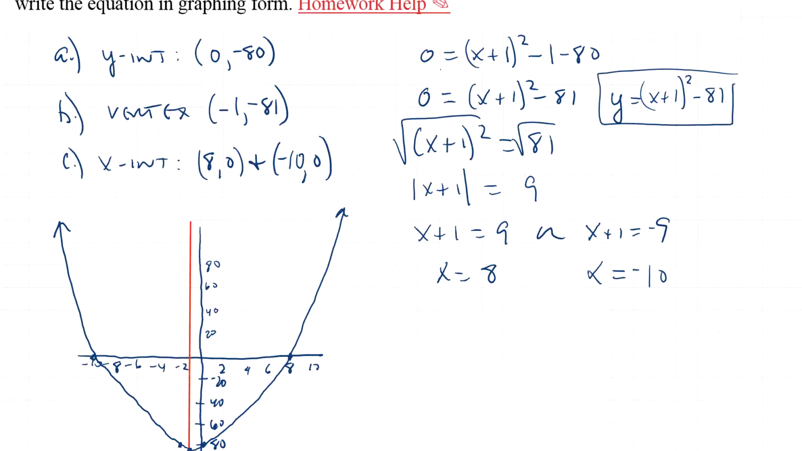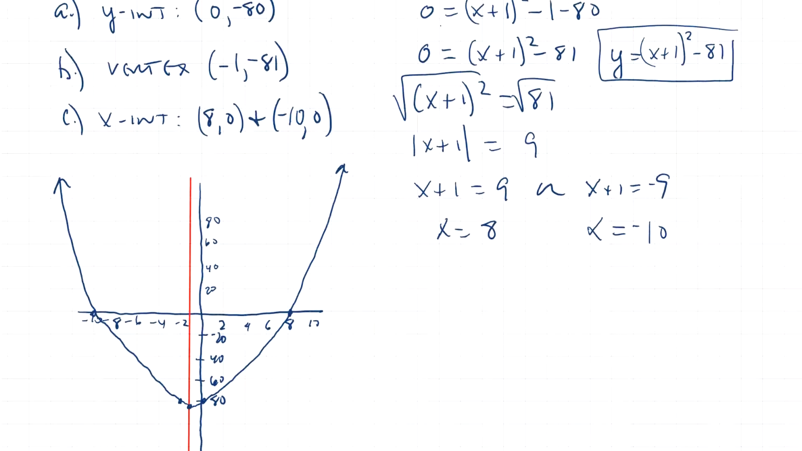And then the x-intercepts, what I did is once I converted it to graphing form, I solved at this step. I set y equal to 0, and then I solved for x, and when you isolate the square, you take the square root of both sides, then the absolute value of x plus 1 equals 9, and then x plus 1 equals 9, or x plus 1 equals negative 9, and so we get x is 8 and x equals negative 10, and so I plotted those points on the graph as well.